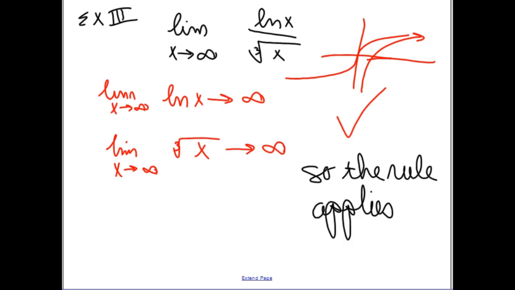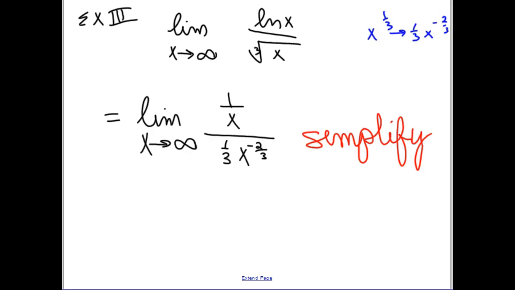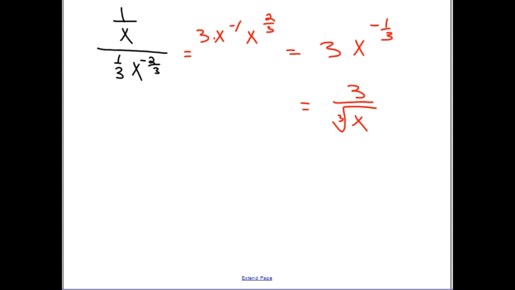The rule says derivative of the numerator, derivative of the denominator. Take each one. Derivative of natural log, 1 over x. Derivative of the denominator, keep in mind it's x to the 1/3, so 1/3 x to the negative 2/3. Ooh! Simplify first. Always, always. So I'm going to make that thing become that.